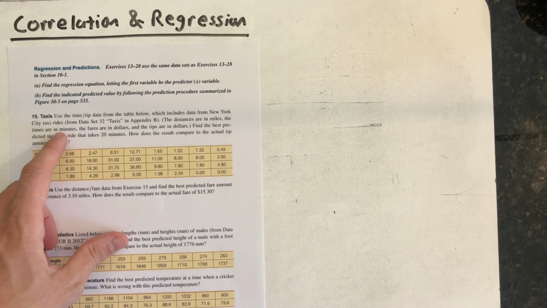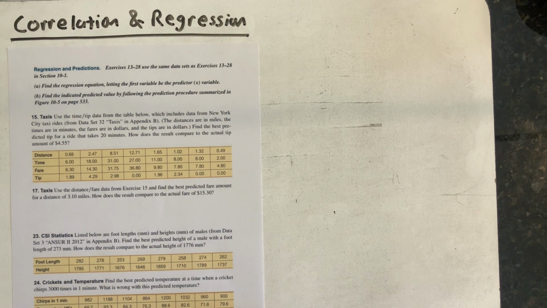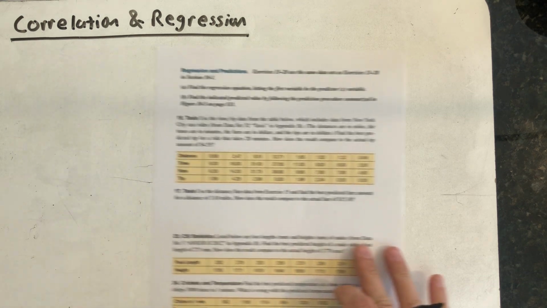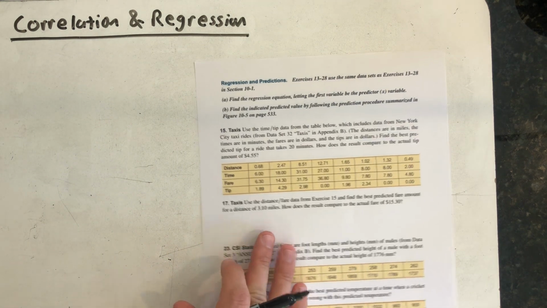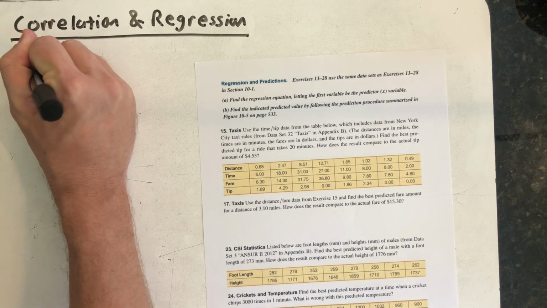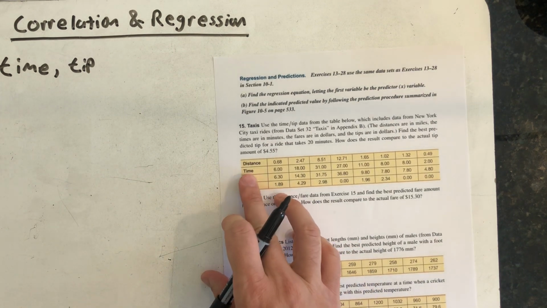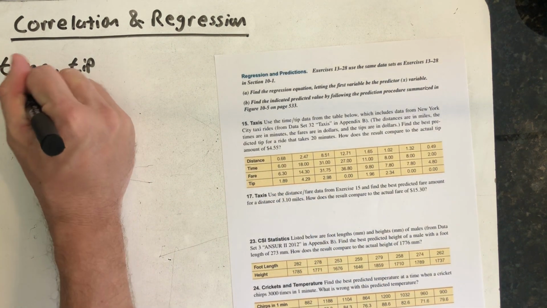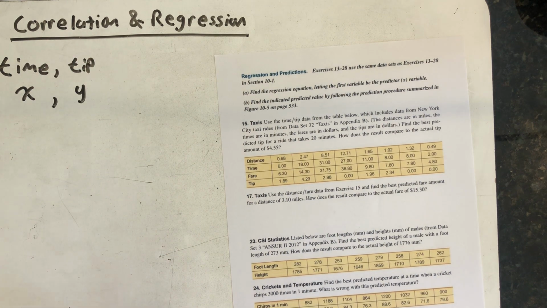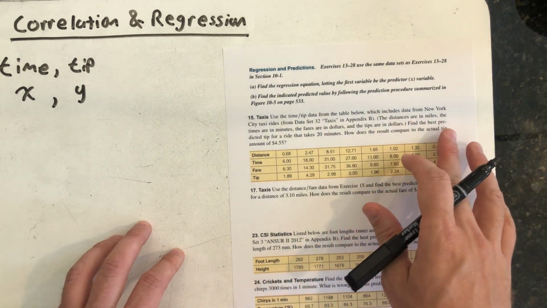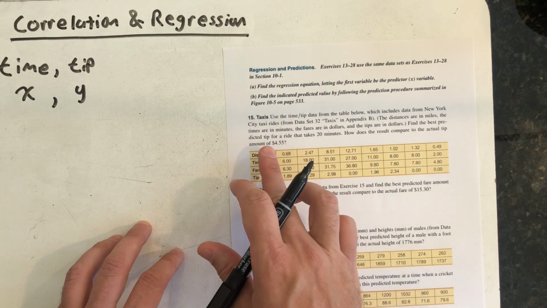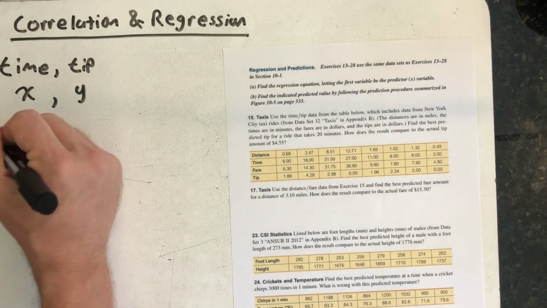So we're going to start with number 15 here. Use the time tip data from the table below, which includes data from New York City taxi rides. Find the best predicted tip for a ride that takes 20 minutes. All right, so we're supposed to be using the time tip data. And the way the data is laid out, this is going to be my x and this is going to be my y. And at the end, we are asked to make a prediction for a tip for a ride that will take 20 minutes.